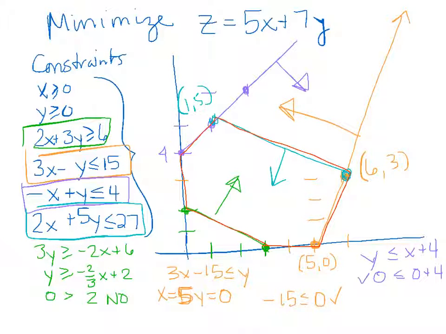Naming my vertices: the 1, 5, the 6, 3, the 5, 0. Remember this was a 3, 0. This was a 0, 2. And this is a 0, 4. So I have several vertices to test. Okay, moving on. You might have to skip 2 to get on if you've already watched the other one.